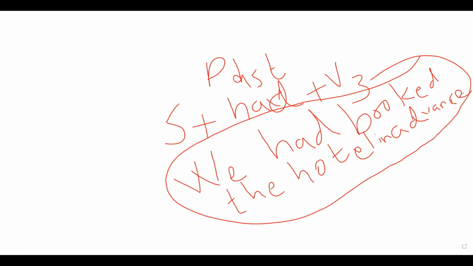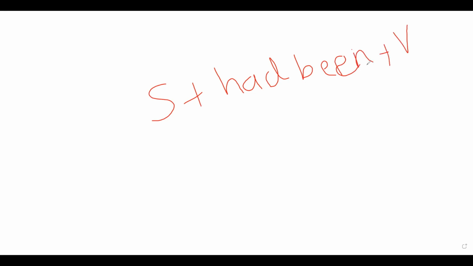Another tense is the last one, past perfect continuous tense. The formula for the past perfect continuous tense is subject plus had been plus verb 4, the ing form. So can you tell me an example for this past perfect continuous tense?